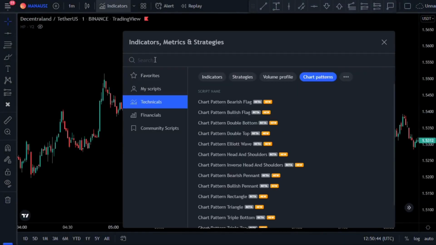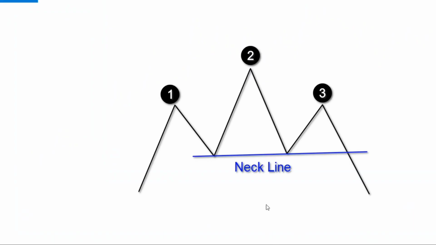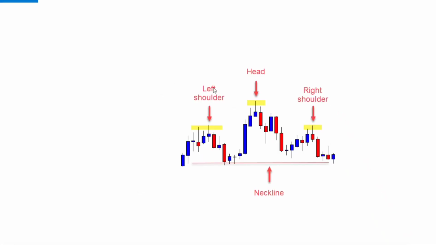Let's go to the second indicator first. I will explain on the picture so that you can fully understand. This indicator detects head and shoulders patterns on the chart. Whenever this pattern is formed, 90% of the time the price drops sharply. You see here, this is the left shoulder, this head is formed here, and this is the right shoulder. Every time this line breaks, the price falls sharply.